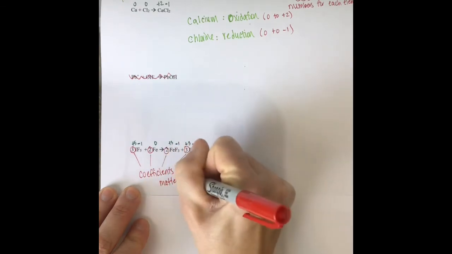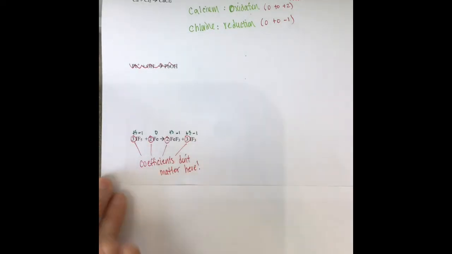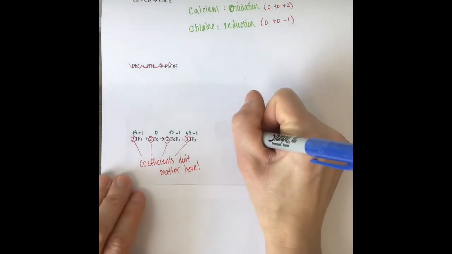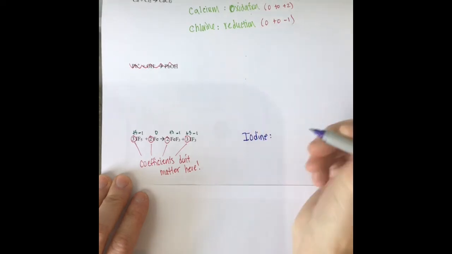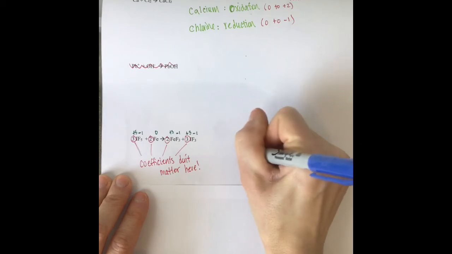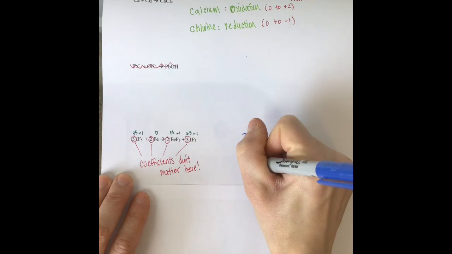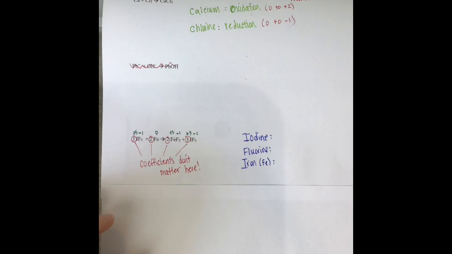So I'm going to write coefficients don't matter here. You don't need to use those for what we're doing, and they have no effect on the oxidation numbers. All right, the next thing we need to do is to look at each element individually and decide if it's changing its oxidation number throughout the reaction. So we have iodine, we have some fluorine, and we have iron. Remember, iron is Fe. So let's look at each of these individually.